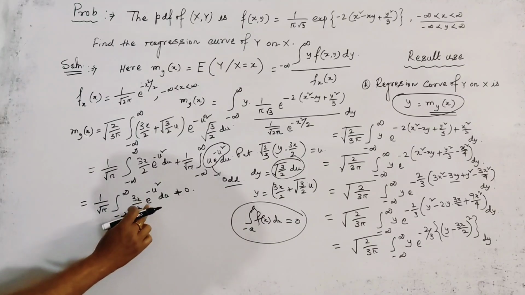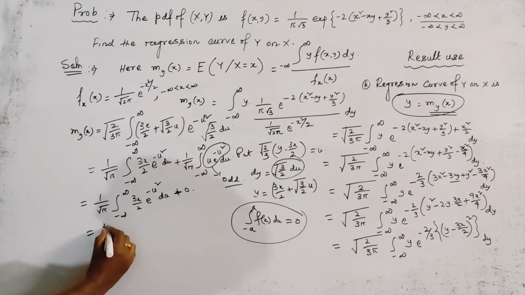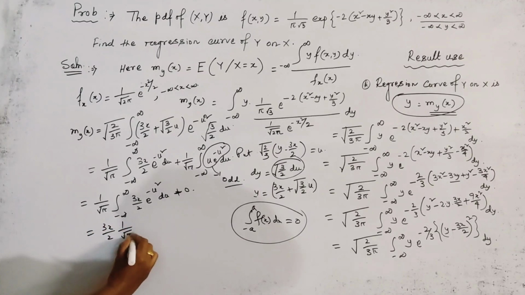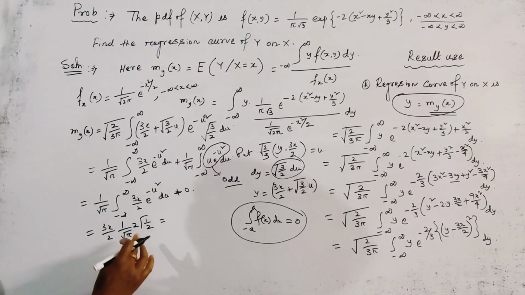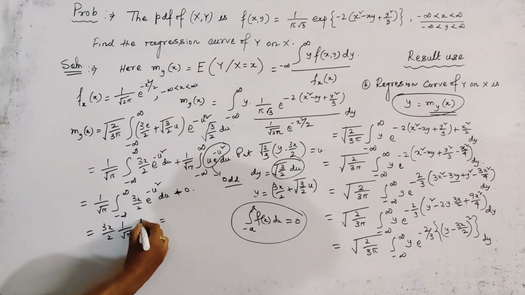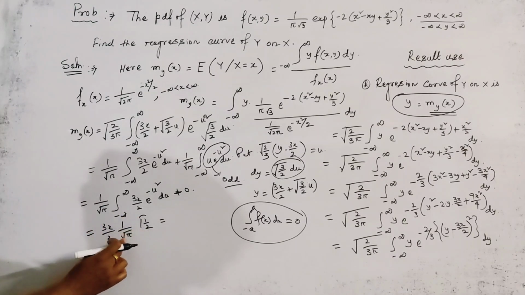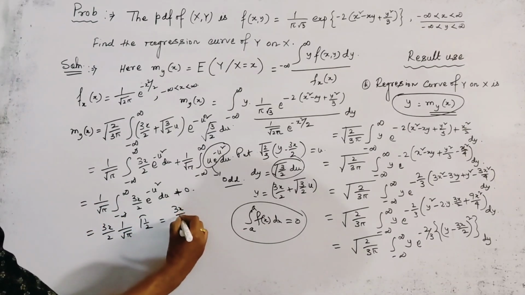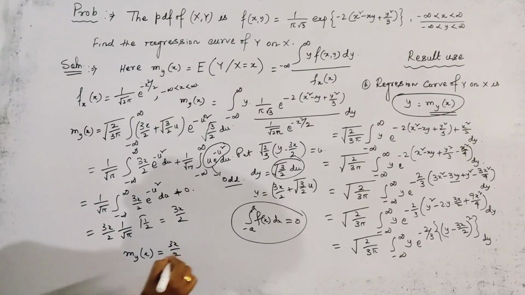Now we already solved this type of integration. If we write the constant outside the integration, this is 3x by 2 into 1 by root pi, and this integral is nothing but gamma half. Sorry, this is not 2 into gamma half, this is only gamma half. Okay, and gamma half means root pi, so we cancel out gamma half and root pi, so we get 3x by 2. And finally we get the value of m_y|x, this is 3x by 2.